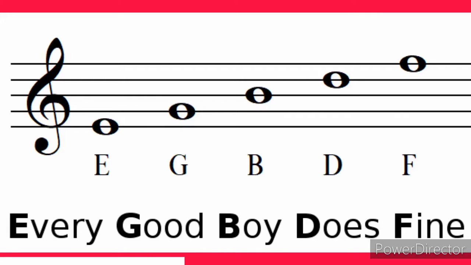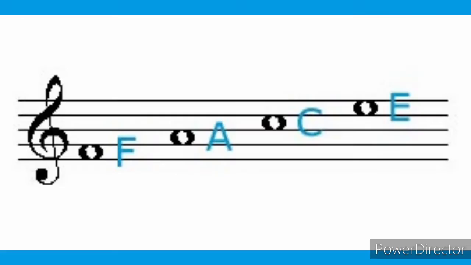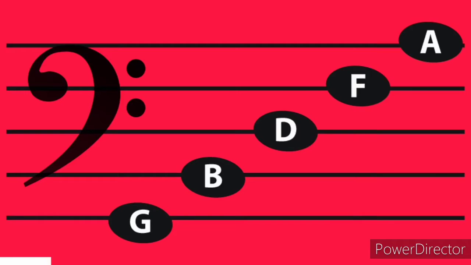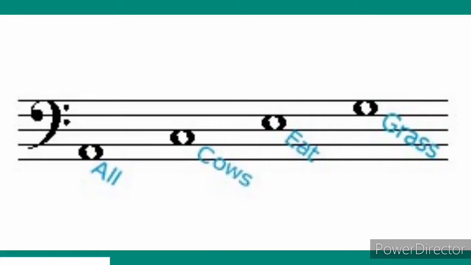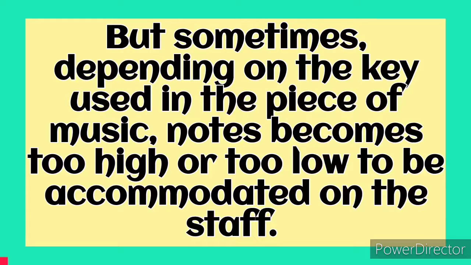Now, this is the treble staff. It has five lines and is made up of E, G, B, D, F, which stands for every good boy does fine. And the spaces are F, A, C, E, which is your face. The bass staff lines are G, B, D, F, A, the same letters as the treble but with different numbering. And the spaces are A, C, E, G, meaning all cows eat grass.